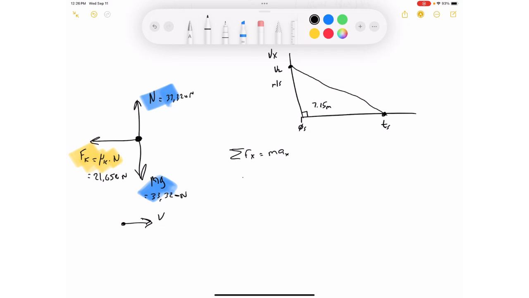So if a vector is pointing to the right, we're going to call that positive. If a vector is pointing to the left, we're going to call that negative. So this is actually a negative 21,658. The sum of the forces in x is equal to mass, which is 3,400 kilograms, times acceleration. And of course, acceleration is what we're looking for, ax. So we just divide by 3,400.